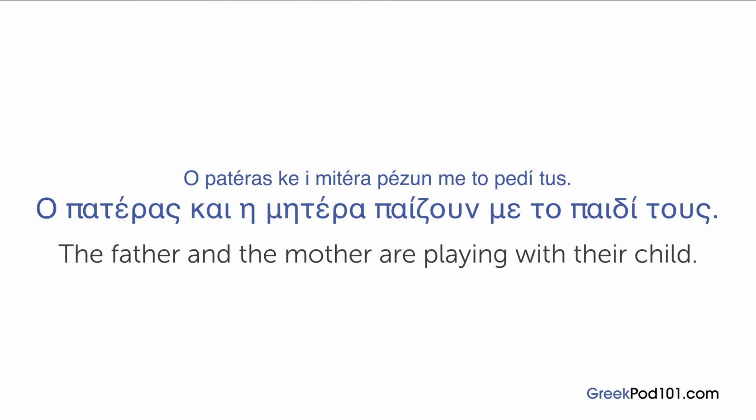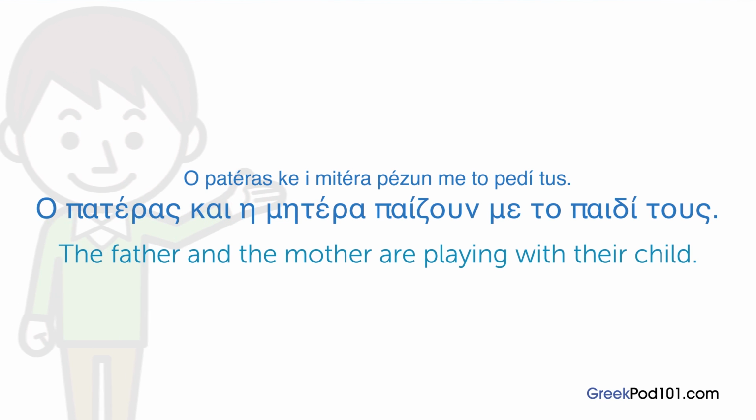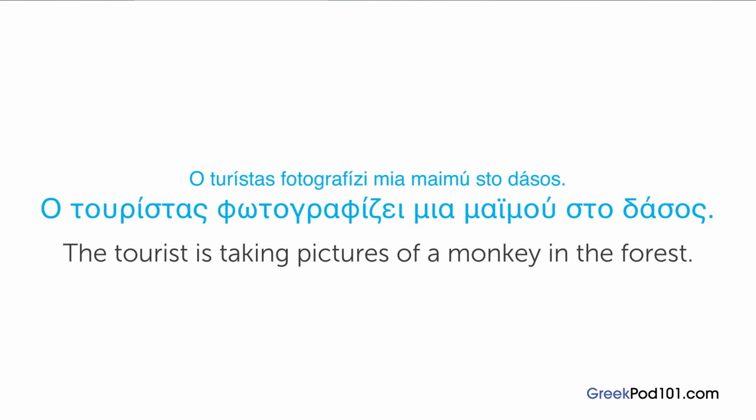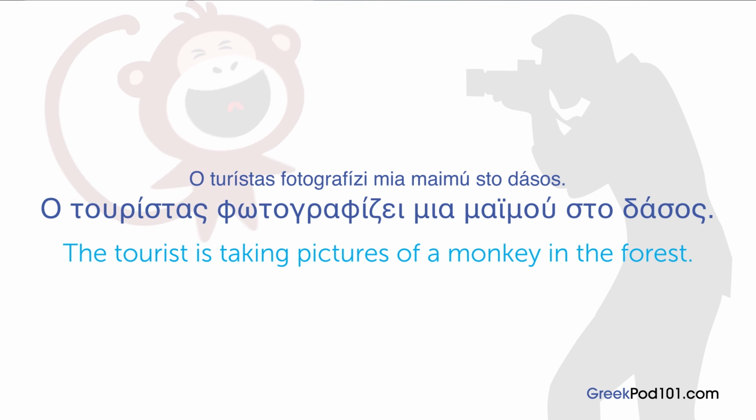Here are some sample sentences. Ο πατέρας και η μητέρα παίζουν με το παιδί τους. The father and the mother are playing with their child. Ο τουρίστας φωτογραφίζει μια μαϊμού στο δάσος. The tourist is taking pictures of a monkey in the forest.